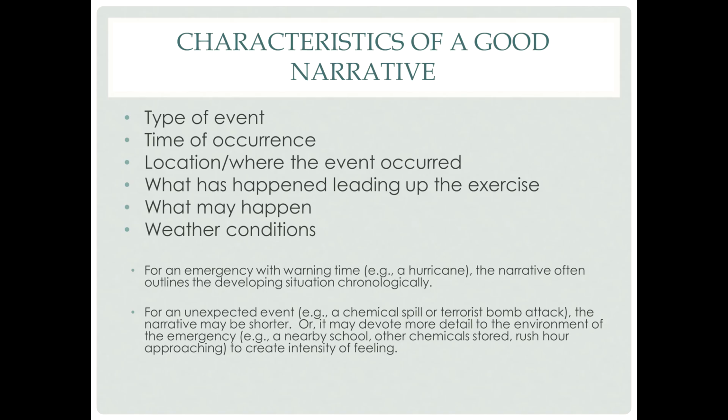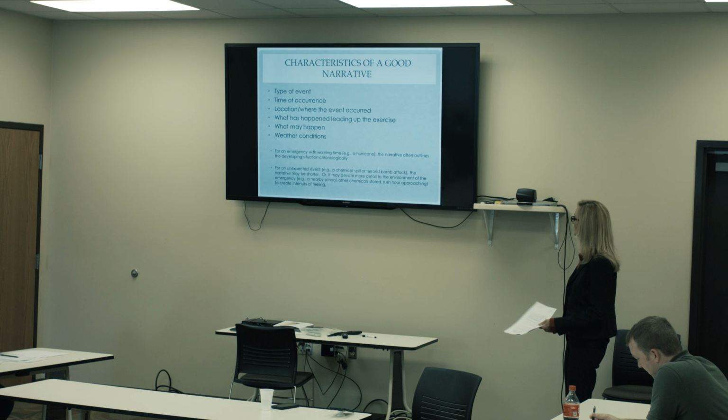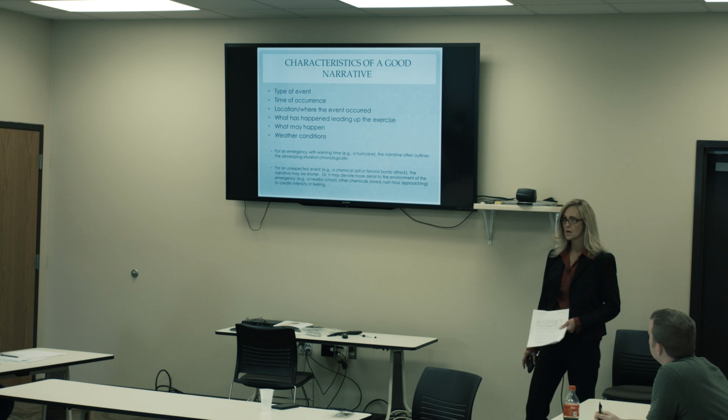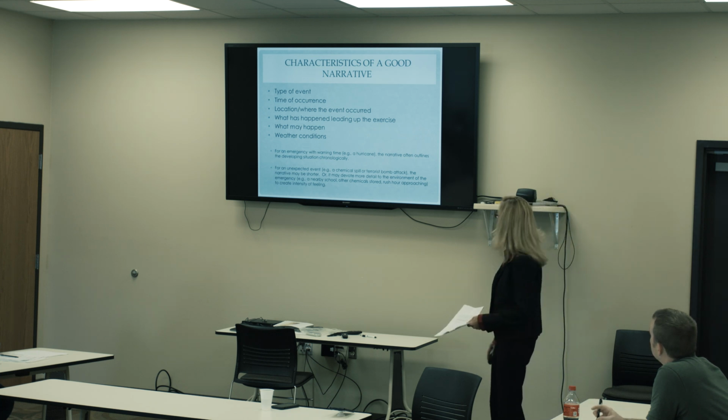For an emergency with warning time, like a tornado, the narrative often outlines the developing situation chronologically. So, a couple days out you've got storms brewing out west or whatever, and then you start seeing more. So you can have that information build if it's able to be built. For an unexpected event, like a chemical spill or a terror bomb attack, the narrative may be shorter, or it may devote more detail to the environment of the emergency, like a nearby school, other chemicals that are stored, rush hour approaching. There may be a festival or a parade that may get in the way of some evacuation or require some modification to get EMS to you in a timely fashion. So that will help to create the intensity of that feeling.